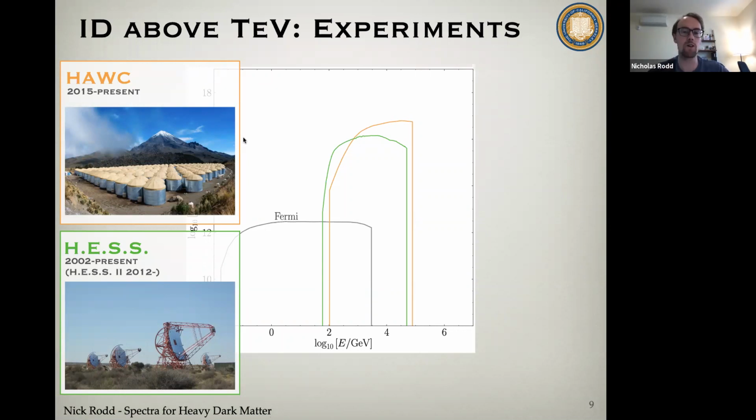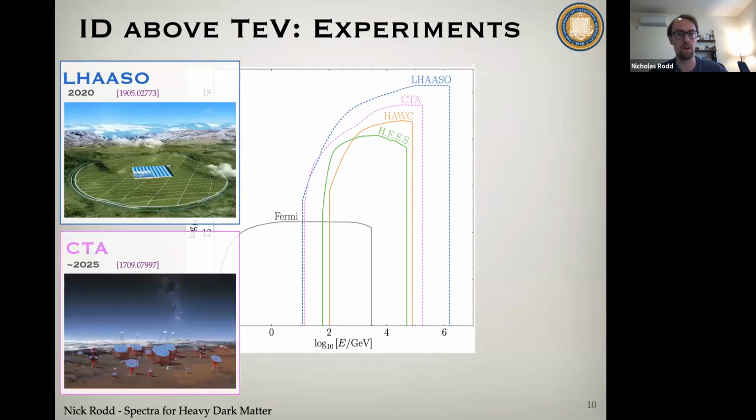So this is what's going on at the moment, and these lines represent data that's already on disk. But what's going to happen in the next 5-10 years is we're going to have enormous improvements on these experiments, and this is why I think this is a very exciting regime to search for dark matter. In particular, there'll be an experiment that upgrades the HAWC way of detecting these showers, called LHAASO, that is being built in southwestern China. And you can see this is just a mammoth upgrade on this instrument.